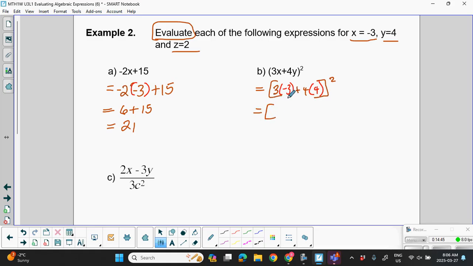Okay, so 3 times -3 is -9, plus 4 times 4 is 16, and all of that's going to be squared after I add those together. You can see we have a stronger positive army, so our answer is going to be positive 7 squared, and to evaluate it, it's going to be the number 49.